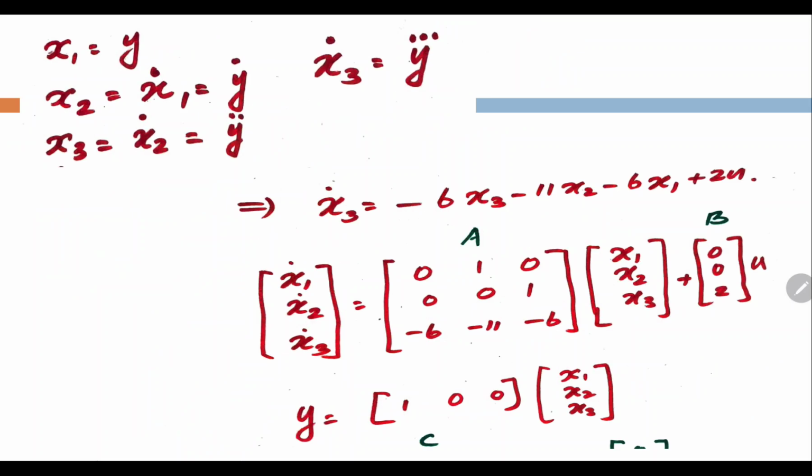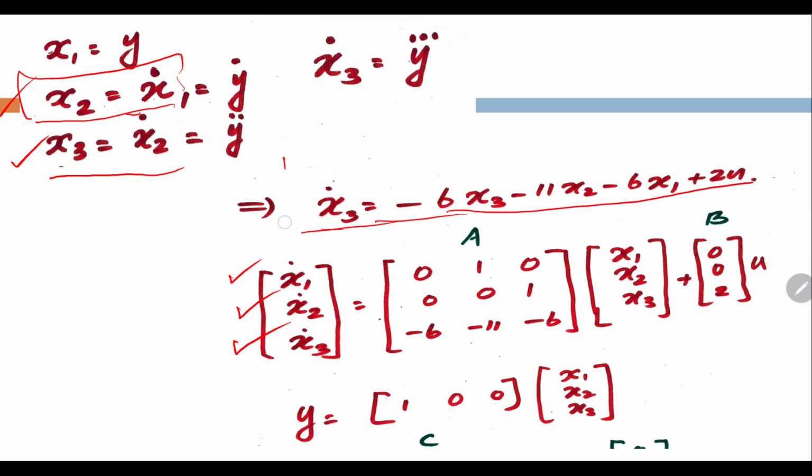Now we are going to form the state matrix. So here first I have to start with the differentiation of the state variables. First one is x1 dot, next one is x2 dot, and third one is x3 dot. x1 dot is equal to x2, x2 dot is equal to x3, and the last one, x3 dot, is equal to the equation we have just derived.